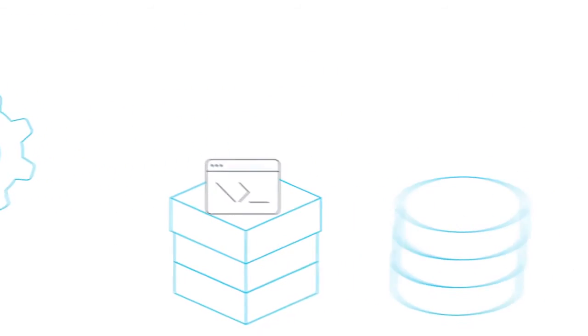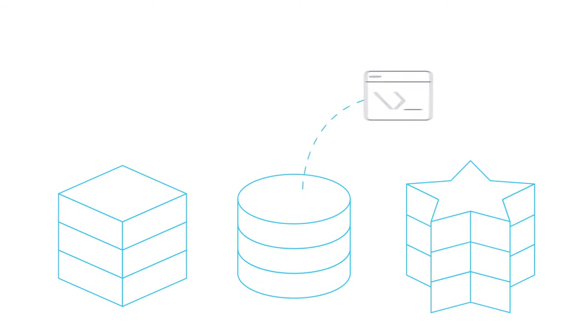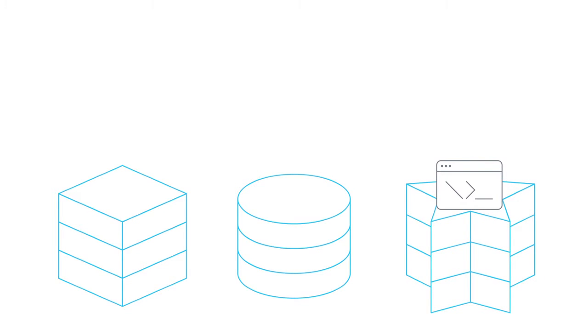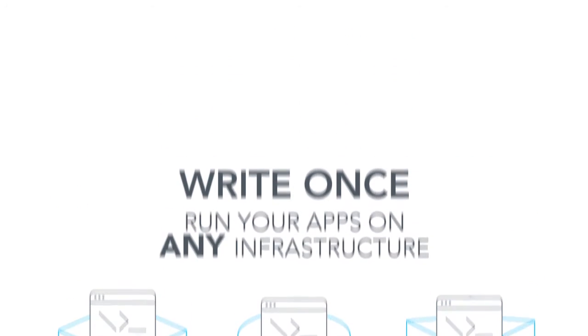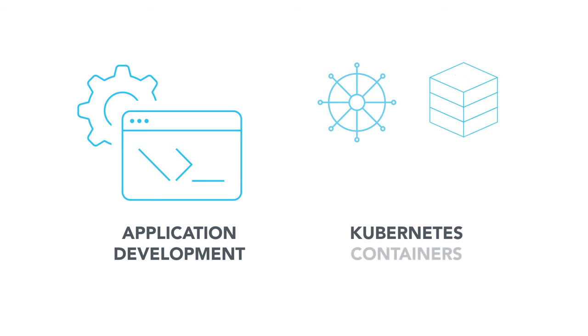You can also move your applications across multiple infrastructures quickly and easily, letting you write once and run your apps on any infrastructure. Platform9 lets you focus on application development without worrying about the upkeep of Kubernetes, containers, and the underlying infrastructure.